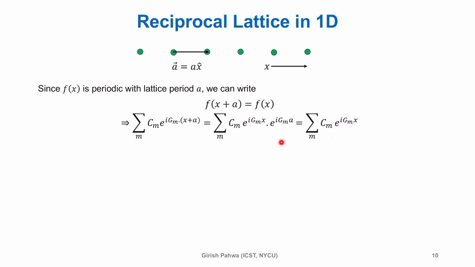Now the left hand side has to be equal to the right hand side for all possible m. I mean, you run m from say minus infinity to infinity, and you sum it up here, they must be equal. This can only happen when this term is equal to 1. If this term is equal to 1, then the left hand side becomes equal to the right hand side, correct? So we can conclude that e to the power iota Gm a is equal to 1. Yes?